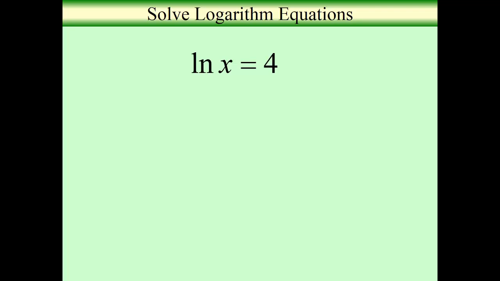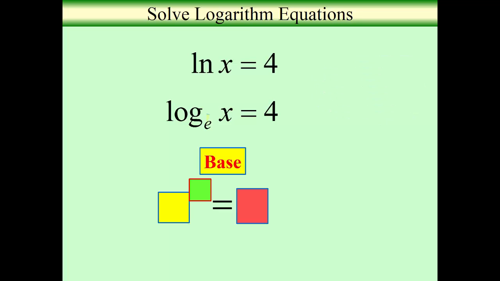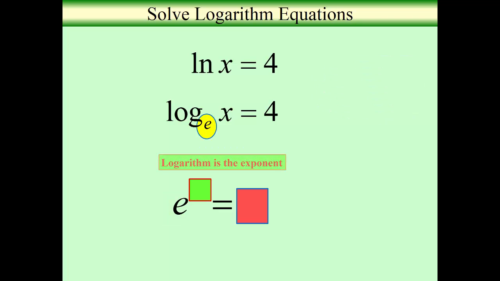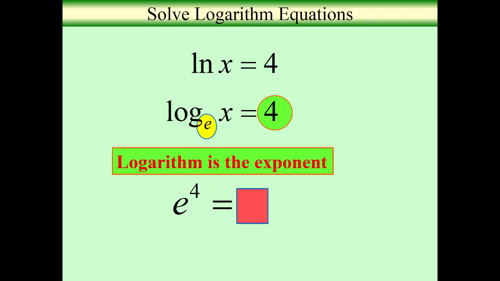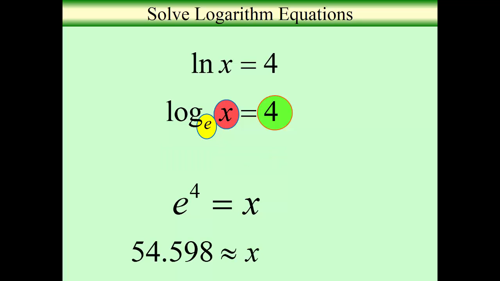It's another equation to solve. The ln x means the log base e of x. Put the e on there, change it into exponentials. The base, e, the logarithm is the exponent, that's the 4. The other number is the x. We have just solved for the x. Now again, we can type that on our calculator if we need a decimal value.